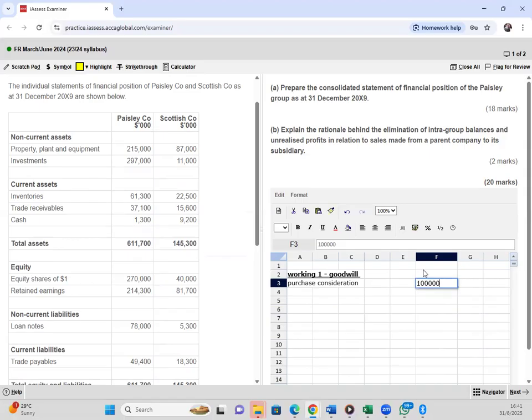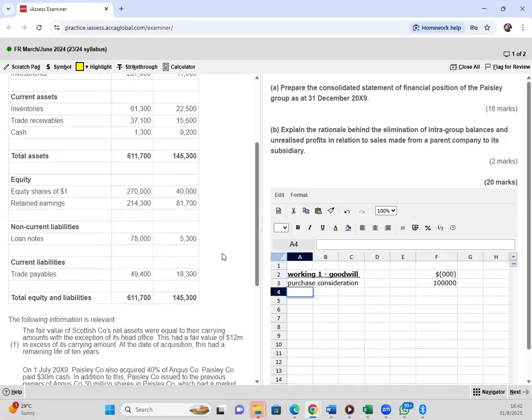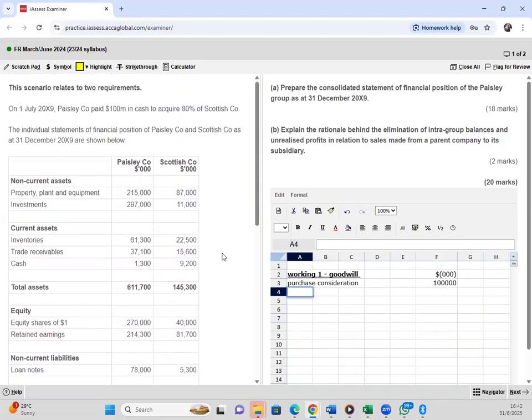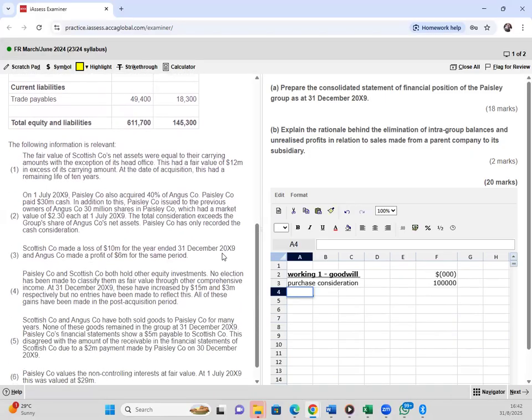So the purchase consideration was 100 million. Let's just slash the 3 zeros, so that's 100,000. So we have the purchase consideration. Was Scottish given any shares? I think we are just told the straight amount of how much was paid. We are not given anything else. Only Anguish was the one given shares.